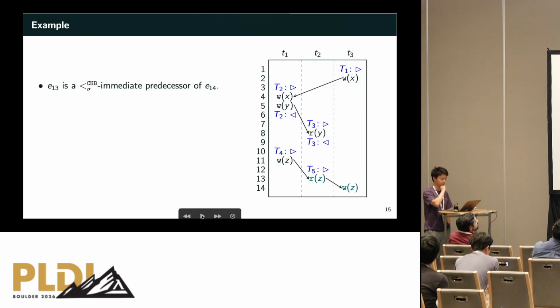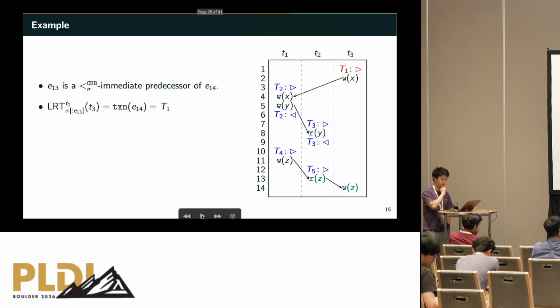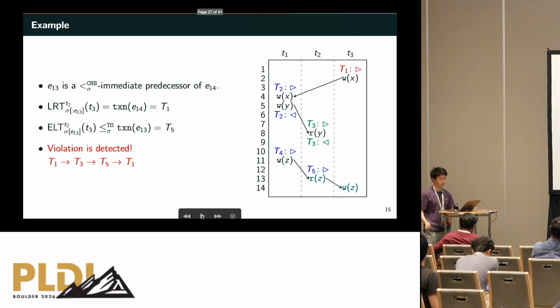So here's an example to illustrate how our algorithm works. The event E13 is a CHB immediate predecessor of E14. The two events are actually the last two events in the trace. The LRT T2, T3 is the transaction T1. The ERT T2, T3 is the transaction T3, and it appears before the transaction T5. So all three conditions are satisfied, and a violation is detected, which is the cycle from T1, through T3, T5, then back to T1.